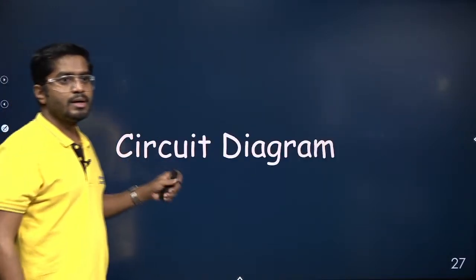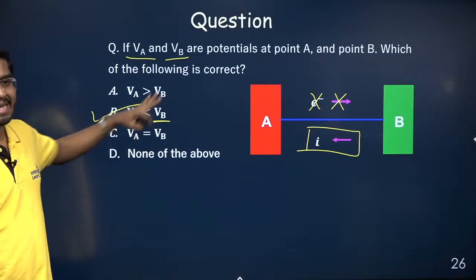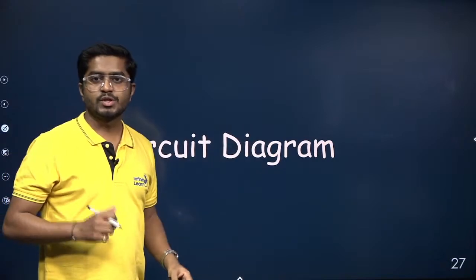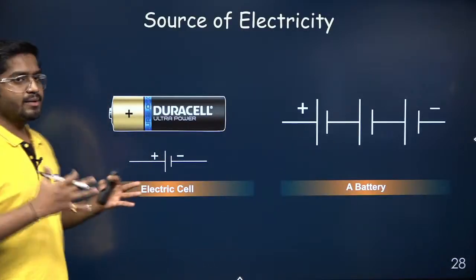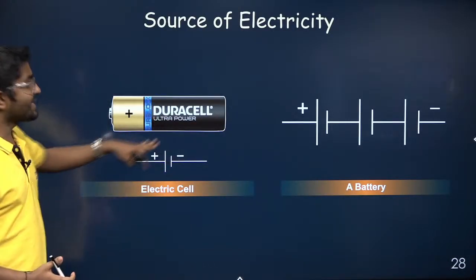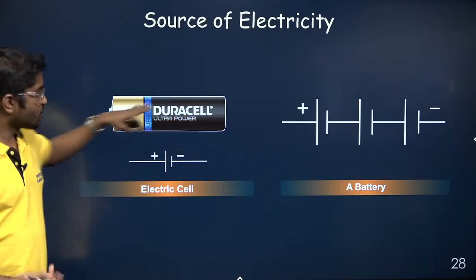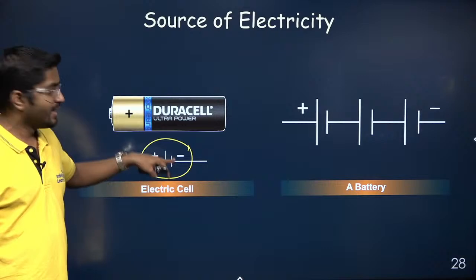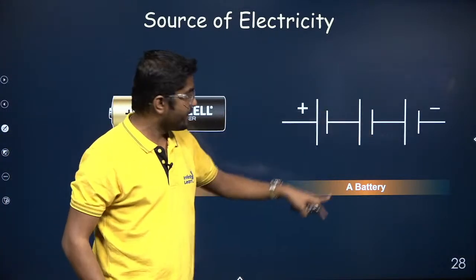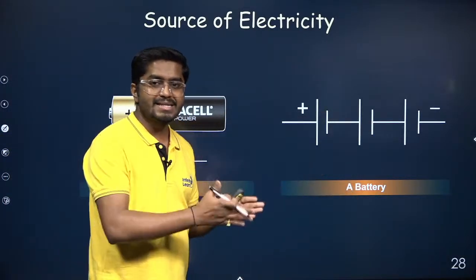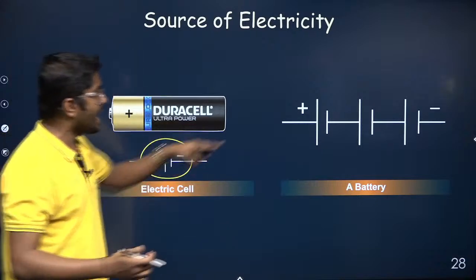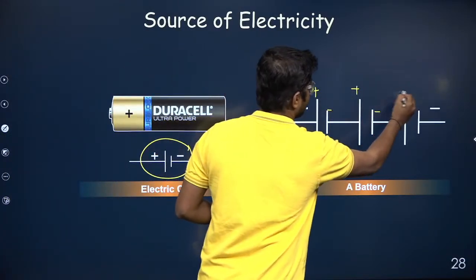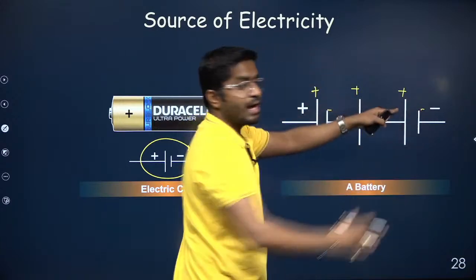So now, clear everyone? Easy, right? Great. So now let's look at the circuit diagram. Why is it important? I cannot show the battery all the time in my circuit, right? So I use a symbol, just one cell. If I have multiple cells, then it becomes a battery. A battery is a bunch of cells, correct? And how do we arrange them? Positive, negative, positive, negative, positive, negative. This is how you should arrange.